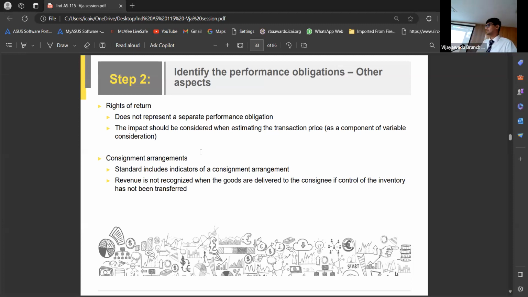Even umbrellas. Only in the rainy season we'll buy. Then only we'll remember about umbrellas. In summer season also people take umbrellas for different reasons. But I'm just saying, a lot of judgments are there in estimating the percentage of rate of return. But the concept of rate of return is straightforward. If you have rate of return as a feature in your contract, you cannot take full revenue. There is a variability in your revenue, so you have to estimate that variability. That itself is a transaction price adjustment.